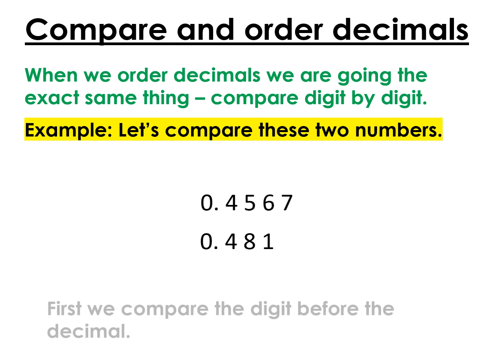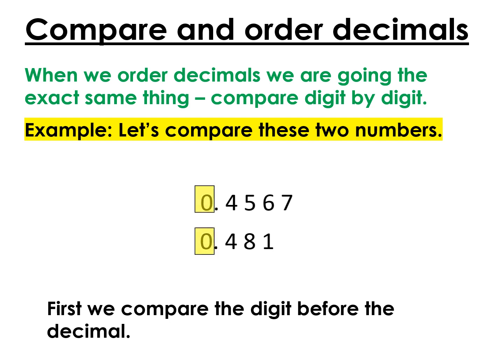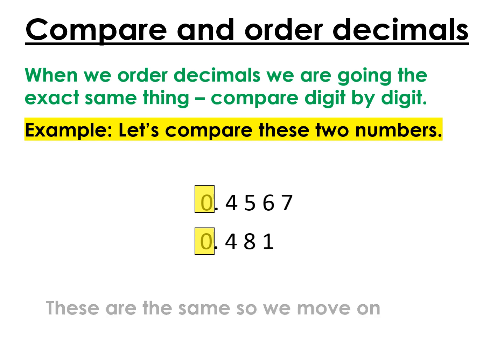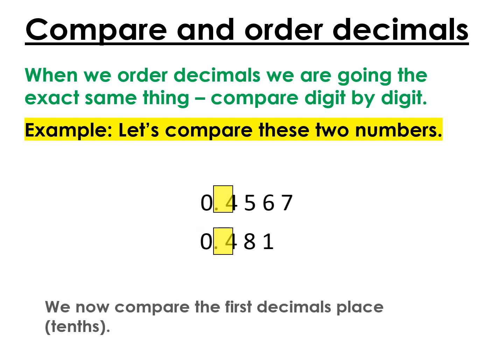So let's have a look first. Firstly, we compare the digit before the decimal. So we're looking at the ones here. So we look at the ones and we can see that they both have the same digit. They're both zeros. So at the moment we can't say which one is smaller and which one is bigger. So then what we do is we move on to the next digit. So now we're looking at the first decimal place, or the tenths, and again what you'll notice is they both have the same value. There's 4 tenths there.